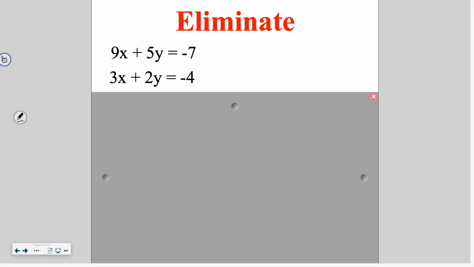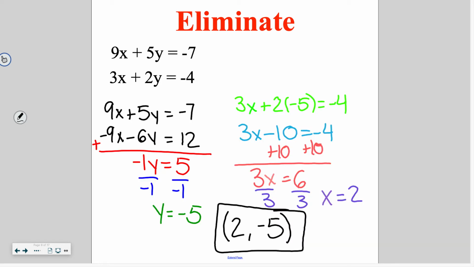Go ahead and try this one on your own. Multiplying that second equation by negative 3, we get negative 9x minus 6y is equal to a positive 12. Going through then, we can solve for y, and then plugging back in, we solve for x and get a final answer of 2, negative 5.